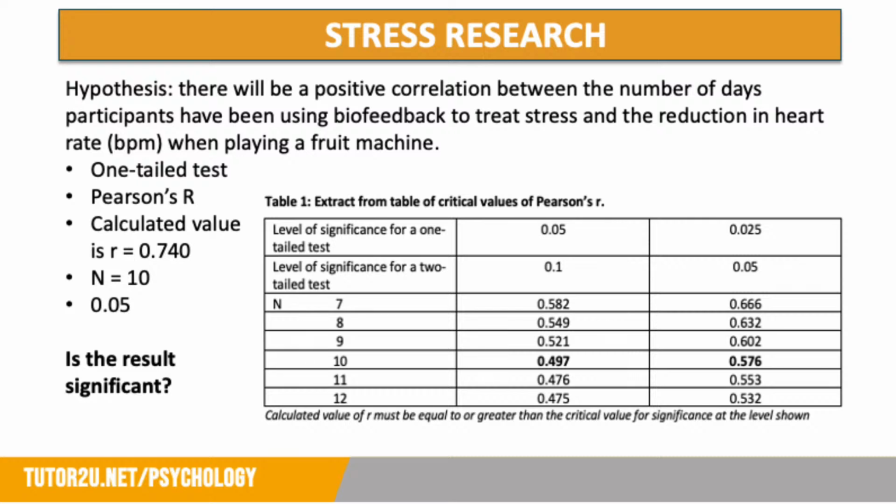N is 10. The level of significance is 0.05. You should be able to select the right one. You've got a couple highlighted there, but for a reason. You've got to make sure you get in the right column. So all I want to know is, is the result significant? I'll just wait for a few more answers to pop in the chat, and then we'll run through the correct response to that question.